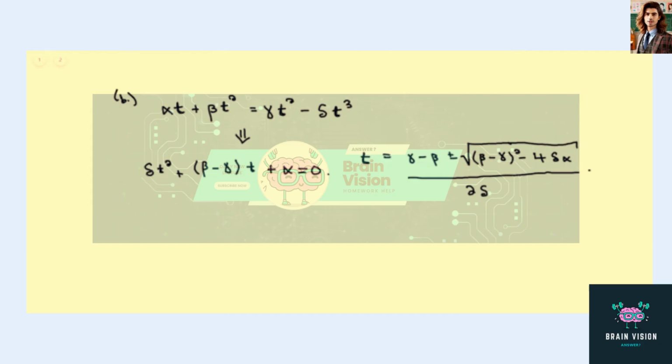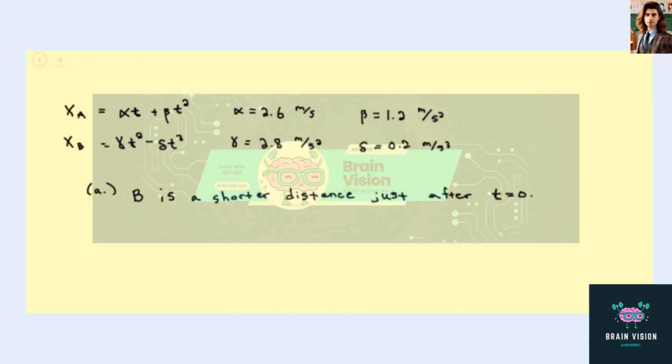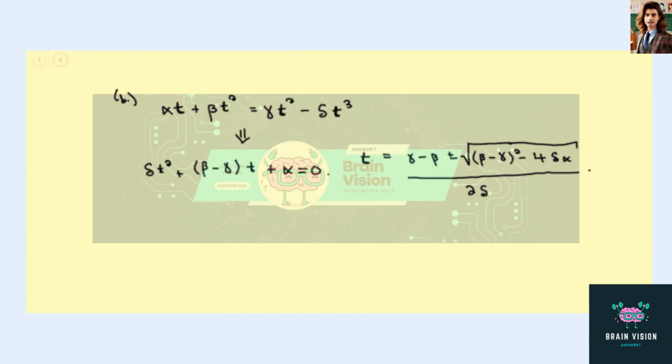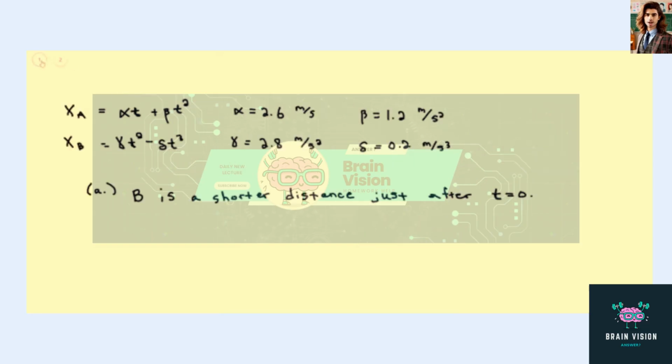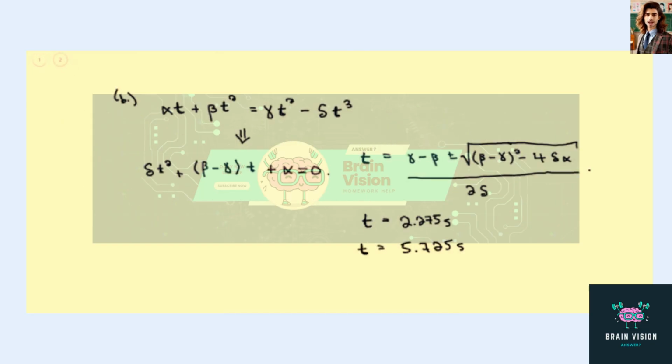Now at this point, you do actually have to plug in what these constants represent. I've written them down here, these 4 numbers here. Whenever you do that and crunch the numbers through your calculator, you get that t is equal to 2.275 seconds, and t is equal to 5.725 seconds. And so these are the 2 times where the two x values for a and b are equivalent. And that's part B.